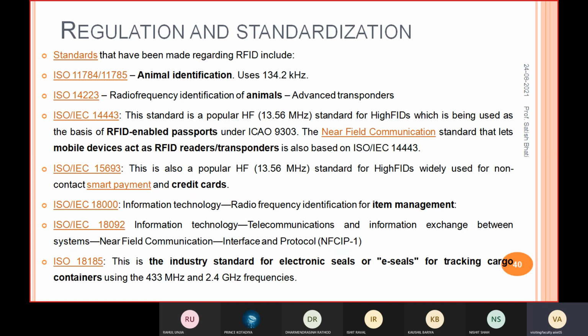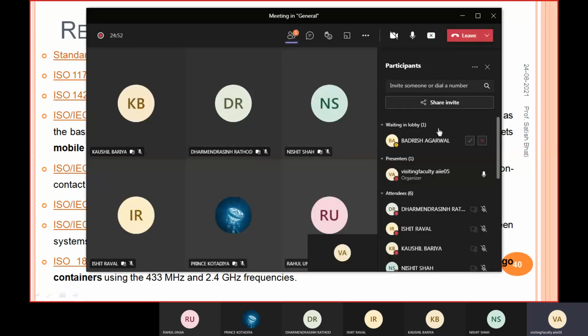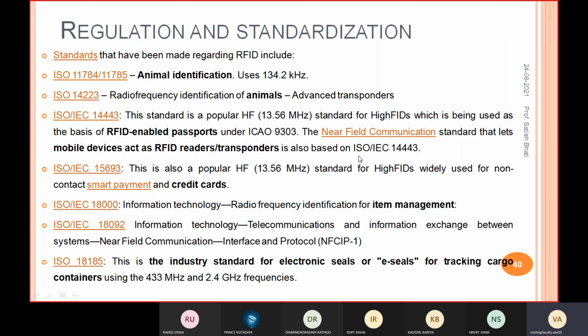Then some standards are defined for item management, to identify the different items. For that they have given ISO IEC 18092. This is telecommunication and information exchange between systems, and it's also known as near field communication. The short form is near field communication interface and protocol, NFCIP-1, right?